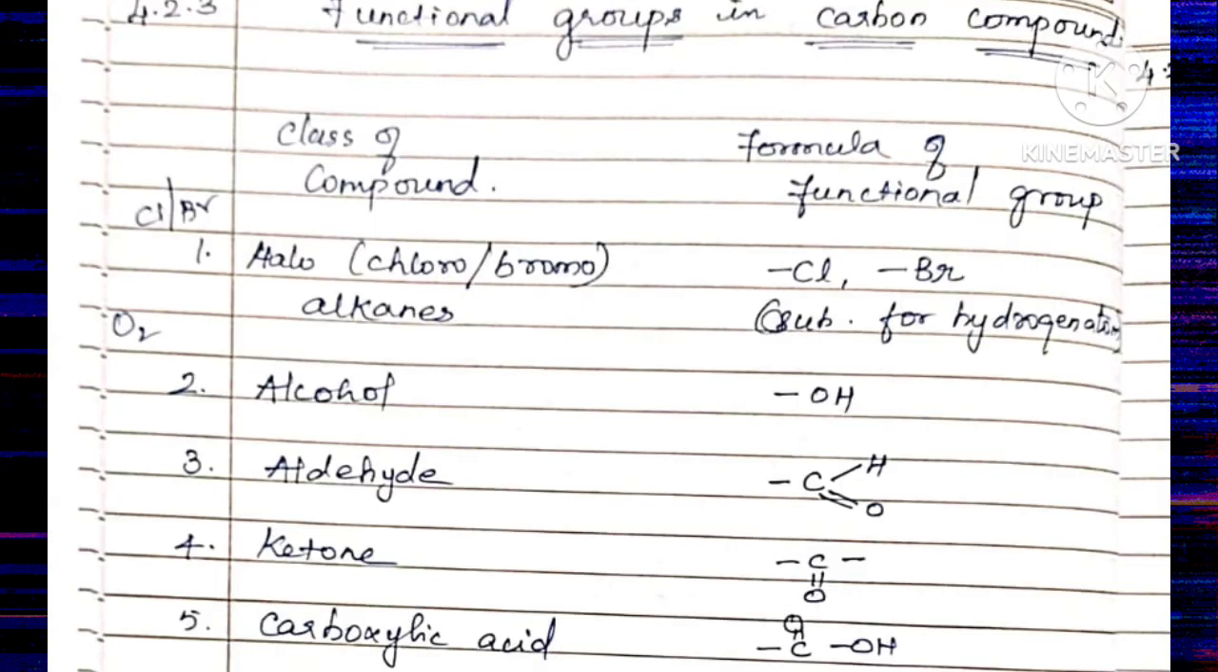Coming to the functional groups of carbon compounds, we are going to see the compounds with the functional groups. First one is halogen, where we can add chloro or bromo as a prefix of the compound. The next ones are alcohol, aldehyde, ketone and carboxylic acid, which can be added as a suffix. Alcohol with OH, aldehyde with CHO, ketone with C double bond O, carboxylic acid with COOH.